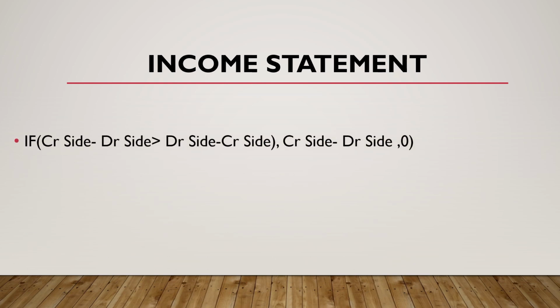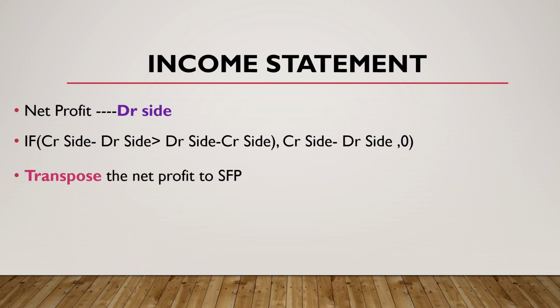If the debit side is lesser than the credit side, in other words, the credit side total is higher than the debit side, then we have to take the credit side figure. For that, we can apply the same formula pattern. If the credit side minus the debit side figure is higher than the debit side minus credit side figure, we have to take the credit side minus debit side figure. If not, we have to put 0.